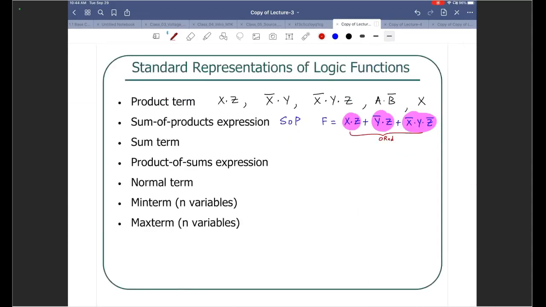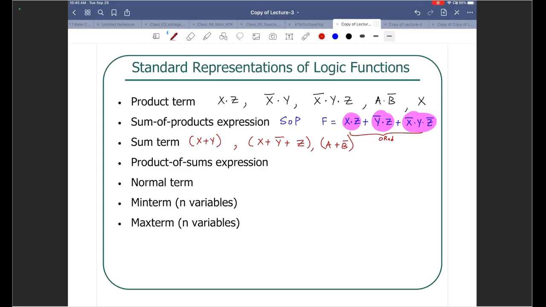Next, sum term. What is a sum term? Well, in this case, instead of having an AND operation between inputs, now you are going to have an OR operation between inputs. So for example, your examples can be x or y. A sum term could be x or y complement or z. A sum term could be a or b complement. All these are sum terms. So individual inputs being summed together, that's a sum term.